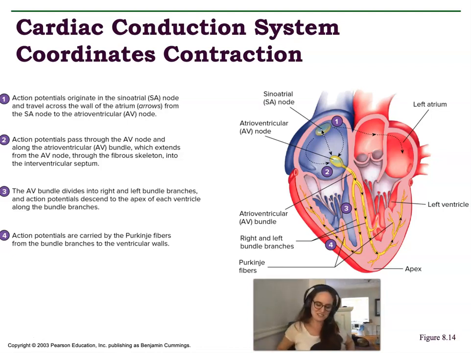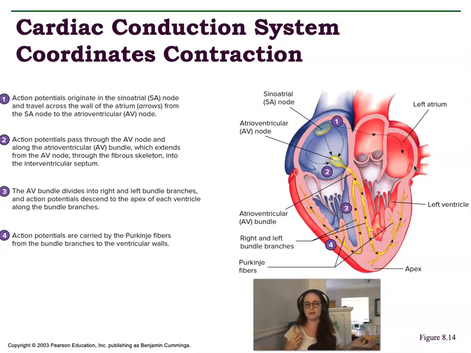Okay, so the SA node is the pacemaker of your heart. Wants to fire action potentials at 100 beats per minute. Doesn't, because it's inhibited by the vagus nerve. So all of your electrical impulses spreading across your heart start from the SA node. Signals from the SA node propagate across the atria, and that's going to result in atrial contraction, coordinated atrial contraction.